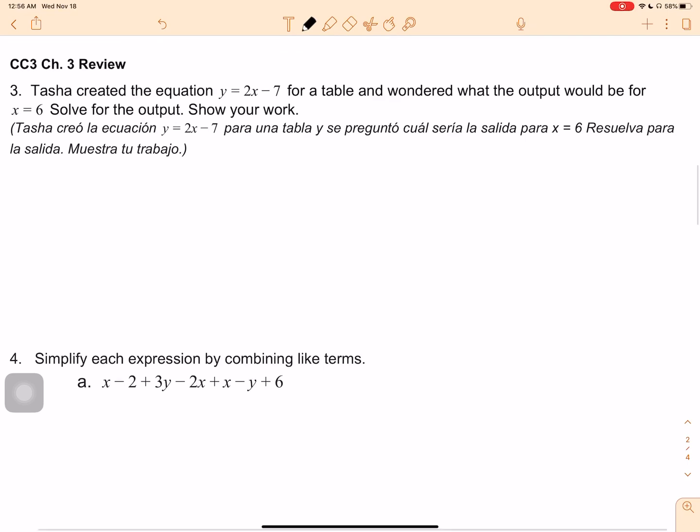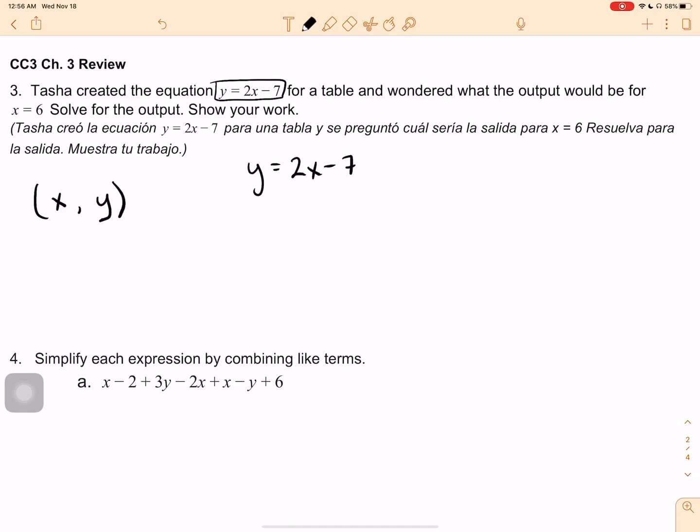All right, Tasha created the equation y equals 2x minus 7 for a table and wondered what the output would be for x equals 7. So if we have a point, we have x comma y. This is what would be a solution on a graph if it worked in the rule. So the x is the input and the y is the output. It tells us here if x equals 6. So it's giving us the input and we need to find the output. We do not know the output, but if we know that the input is a 6, we can plug in 6 here.